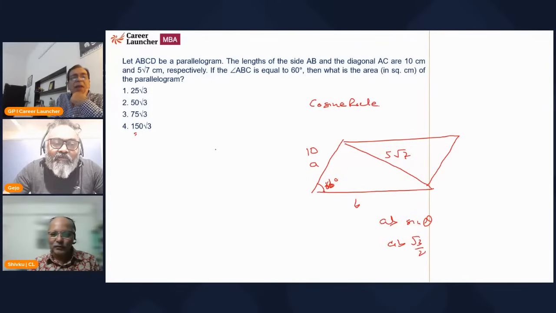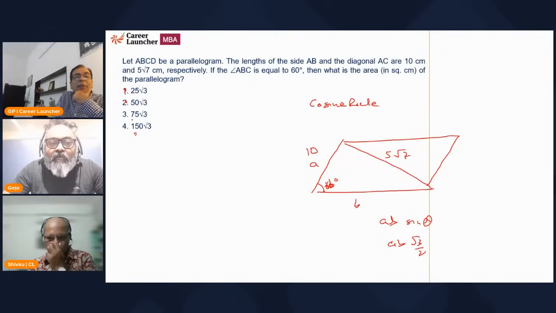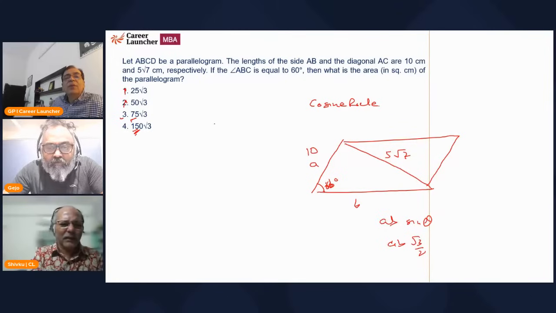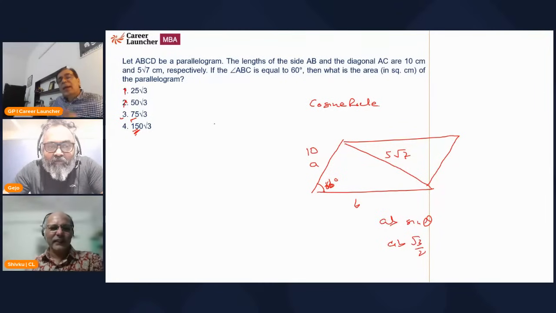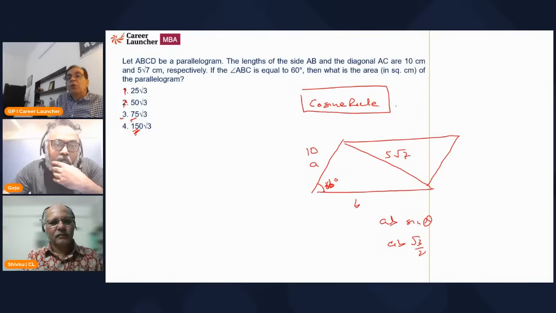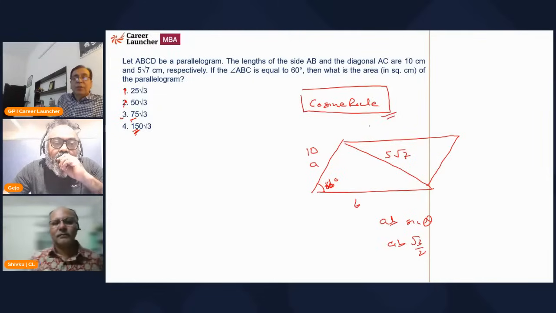My logic was answer has to be a multiple of 15, and so these two got eliminated straight away. These two were left, and again my logic was this was high, so I can go with this one. But something I'm missing. You can skip this question in the exam. Actually if you know cosine rule, then you should definitely solve this question. If you don't know cosine rule, please leave this question.